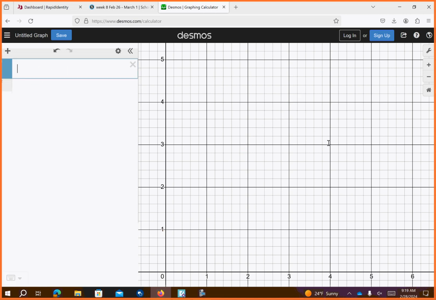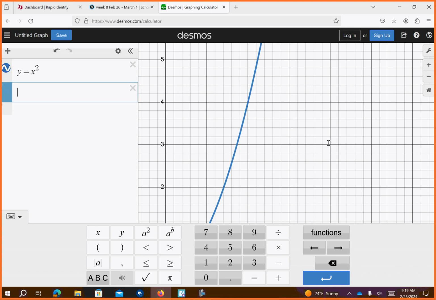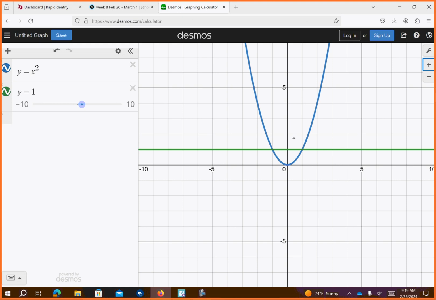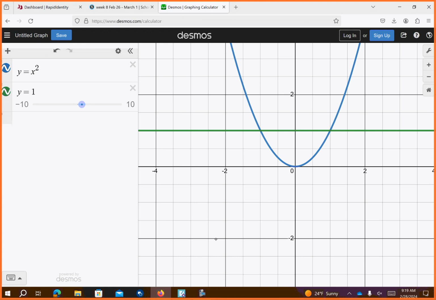Let's look at the next example where I have 2 graphs. So we're going to graph y equals x squared, and then y equals 1. Now, here's kind of the nice thing on Desmos. So that's what our graph looks like. Fantastic. I love it. All right.